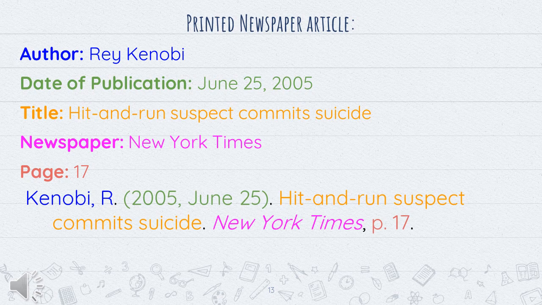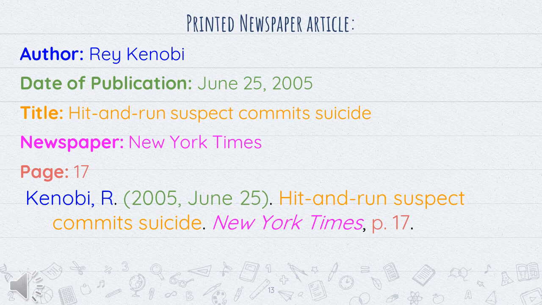Next, we have printed newspaper article. We have author Ray Kenobi, date of publication June 25, 2005, title Hit and Run Suspect Commits Suicide, newspaper, New York Times. Page 17. So dito, if ever lang, for example, na ang data na you gathered ay from newspaper, no, article in a certain newspaper. So, here is the pattern. Or, here is the way, no, in citing it properly.